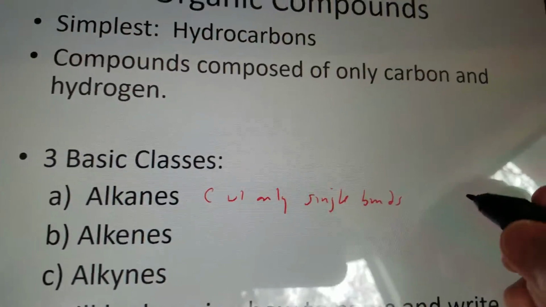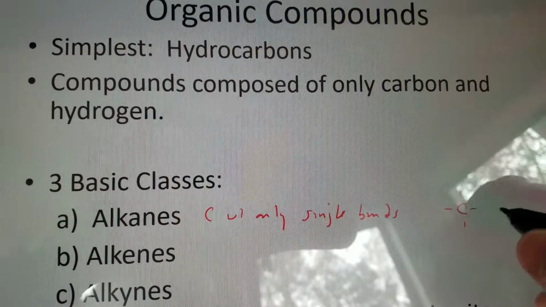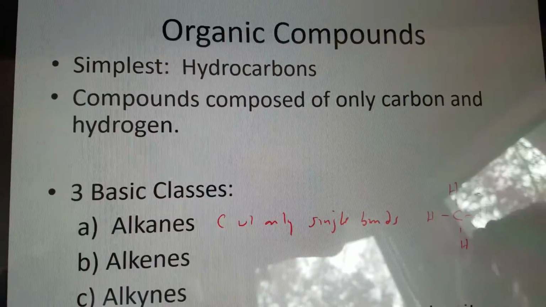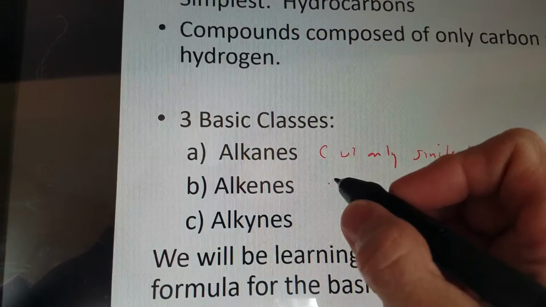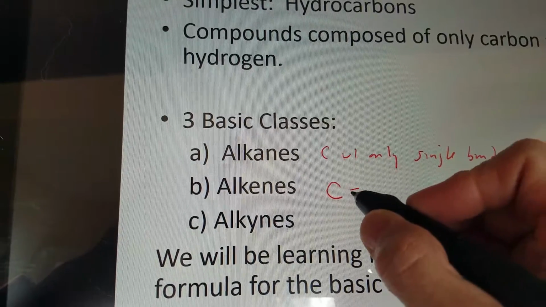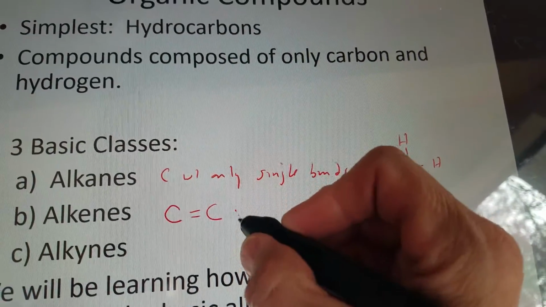So your simplest alkane would be a carbon that had 4 bonds, and then off of those 4 bonds you would have 4 hydrogens. Alkenes are different because you're going to have at least 2 carbons, and between those 2 carbons you would have a double bond. So you have at least 1 double bond in that molecule.